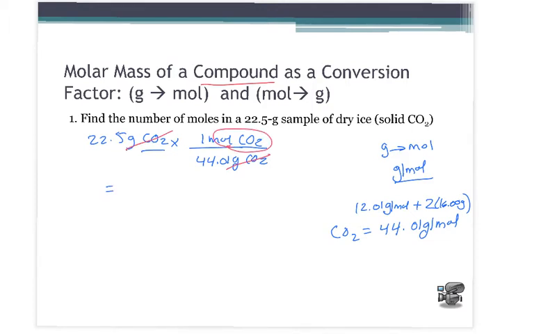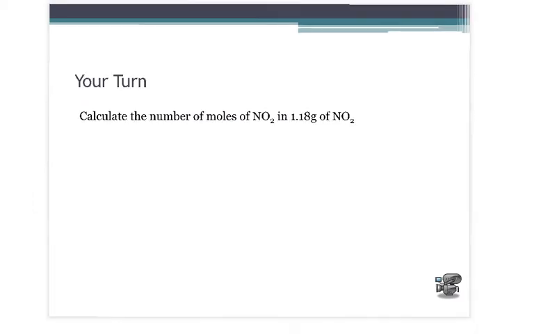And this gives us about 0.511 moles of carbon dioxide. Don't forget to put your number to the correct number of significant figures, which is 3 here. Don't forget to put your units as well. Okay, go ahead and give this a try, and let's calculate the number of moles of nitrogen dioxide in 1.18 grams of nitrogen dioxide. So we always want to start with what we're given.